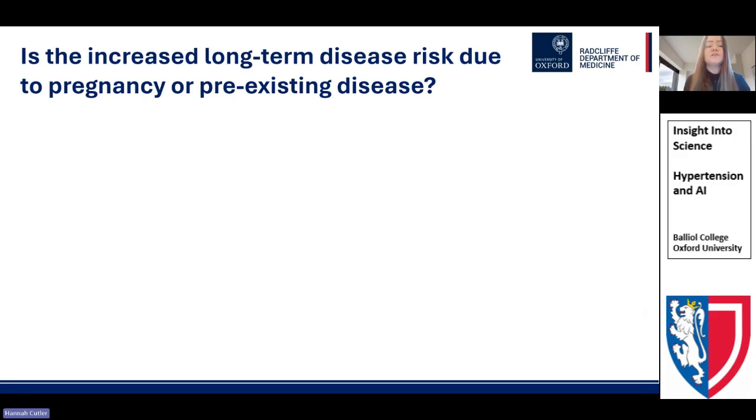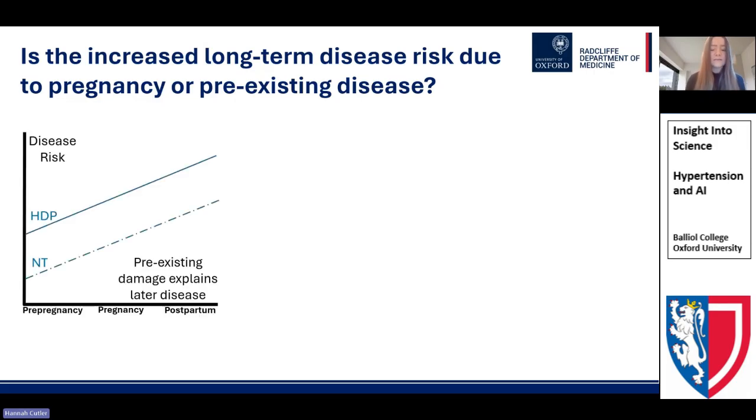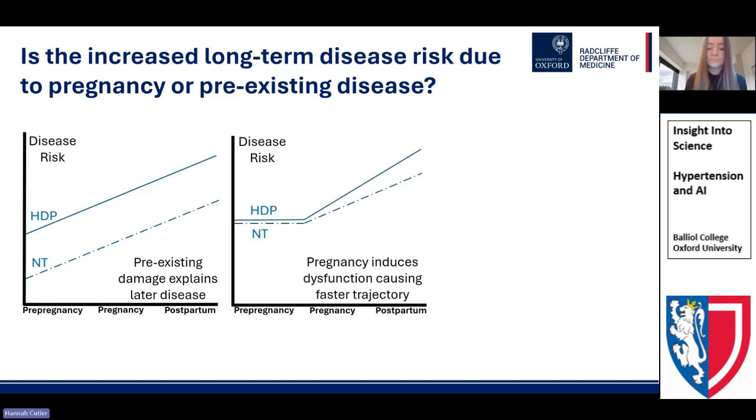So what I'm trying to do in my research is look at whether the increased long-term disease risk is due to pregnancy or whether it's due to pre-existing disease. Now, this is really difficult to disentangle, but we have 3 hypotheses for this. Our first hypothesis is that women who have hypertensive disorders of pregnancy are on a faster trajectory towards disease before they even have the pregnancy. So they might have some kind of pre-existing damage, which then explains the later disease.